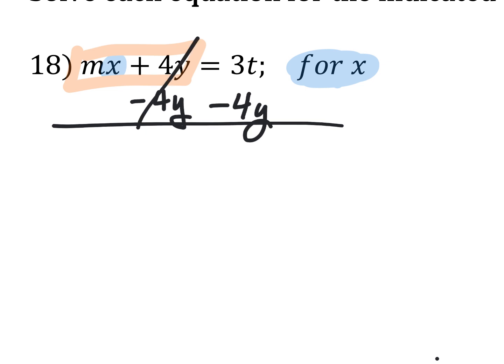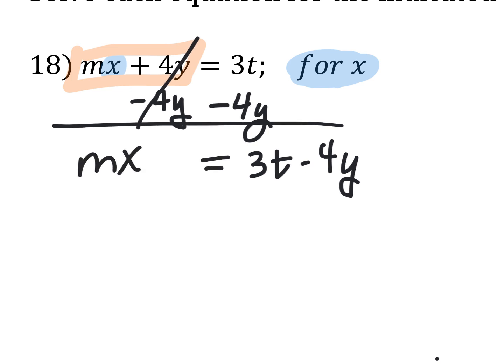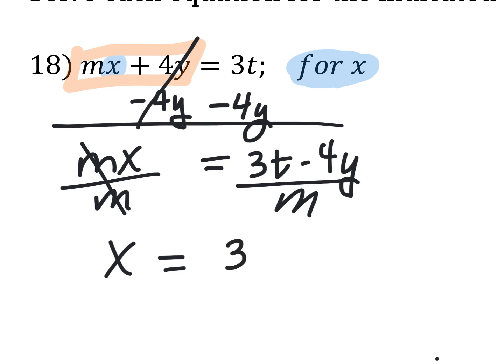Now, can you combine a t and a y? You cannot. But you still need it over on the other side. So you're just going to have to leave them as two separate terms. Okay? Then bring down m over x. How am I going to get rid of that m? Divide. Yes. So that cancels. Leaves me with the isolated x: 3t minus 4y over m. So you're just reorganizing it to get the x by itself. Okay. Any questions about number 18?